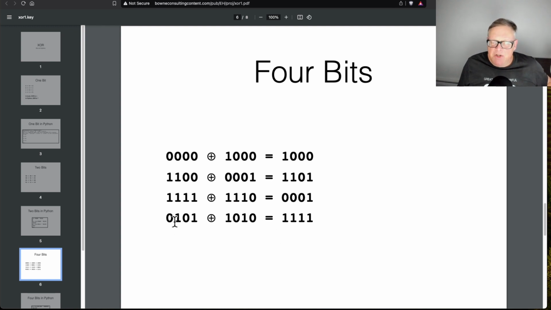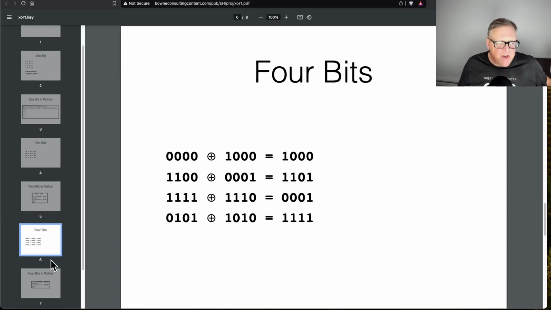Here you have 0, 1, 0, 1, XOR 1, 0, 1, 0, and they totally complement each other. So in each case you have a 0 and a 1. Here you have a 1 and a 0. Here you have a 0 and a 1. Here you have a 1 and a 0, so the answer is 1, 1, 1, 1. So I hope that's clear.